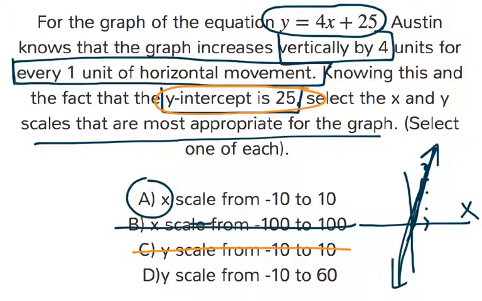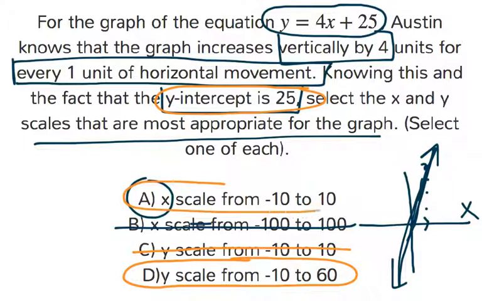That leaves us with the last answer, D, y scale from negative 10 to 60. Yeah, that would help us see the y-intercept and a few points at least. So our answers here are A and D.